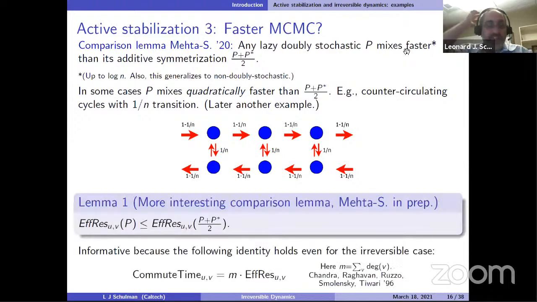All right, there's a slightly more interesting comparison lemma, and I'm not even going to define this right now, where you can show that the effective resistance of P is less than or equal to the effective resistance between any pair of vertices in P plus P star over 2. And this is great because it tells you about commute times. It tells you commute times are faster, and this is not something obvious. In other words, if I have a pair of vertices U and V, the time to go from U to V and then back to U is less for the asymmetric chain than for the symmetrized chain. And I can't argue to you intuitively why that should be true, but it is true.